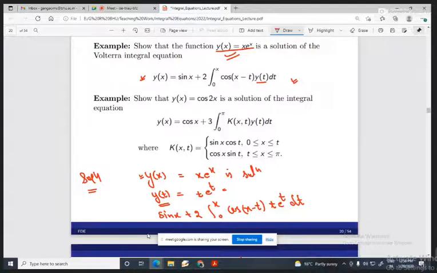It is also the process to check and show the solution of a Fredholm integral equation. Here, this one is the Volterra integral equation.